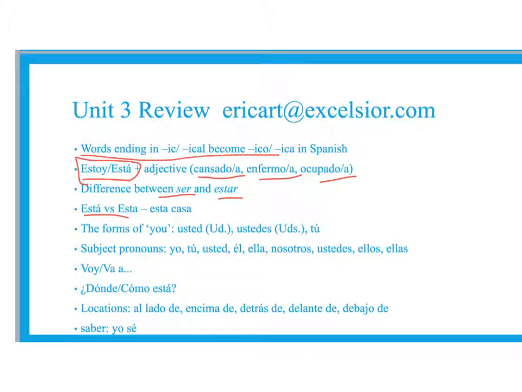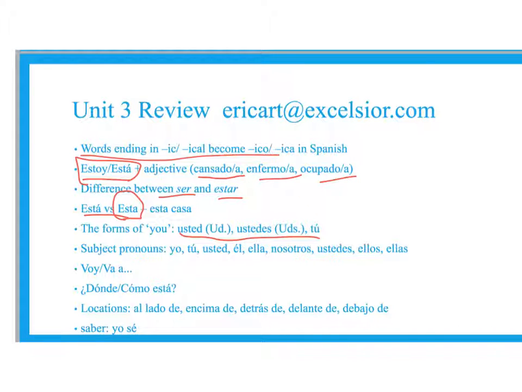Now, you may see esta without an accent sometimes, and that means a whole different thing. Esta means this. Esta casa, this house. Okay, ¿dónde está esta casa? Where is this house? All right, the forms of you. There's some different forms of you in Spanish. There's 3 of them. And this is good to think about because in English, this is a big difference here. In English, you do not have 3 different words for you. You have one, but what we use in English is context to tell us if it's singular or plural, etc.